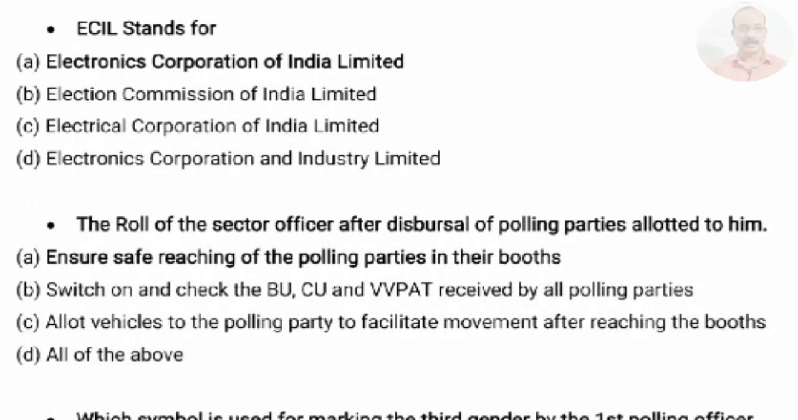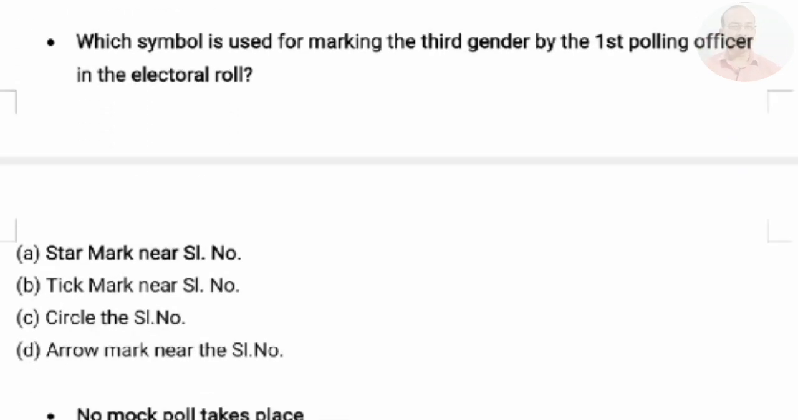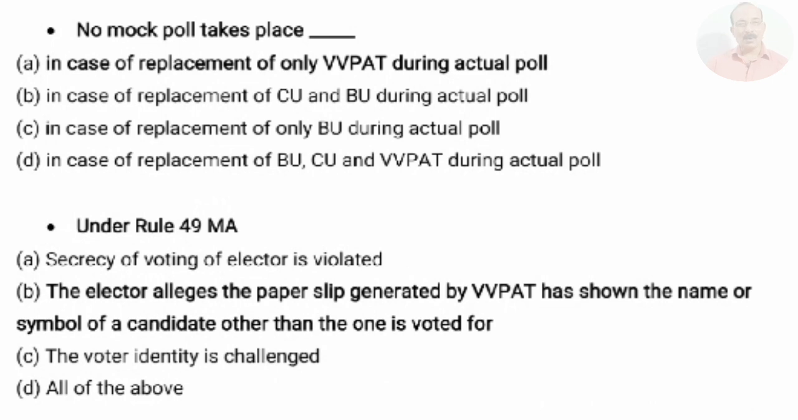ECIL stands for Electronics Corporation of India Limited. The role of the sector officer after dispersal of polling parties allotted to him is to ensure safe reaching of polling parties at their booths. Which symbol is used in the marking of a third gender by the first polling officer in the electoral roll? Star mark near the serial number. No mock poll takes place in case of replacement of only the VVPAT during the actual poll.